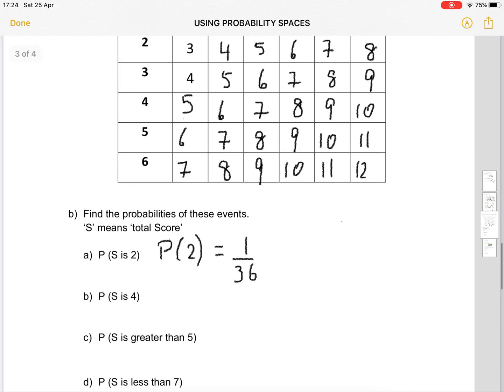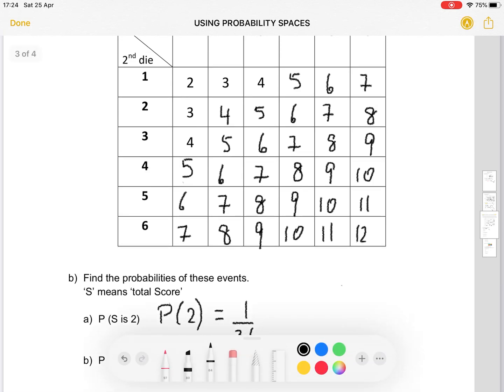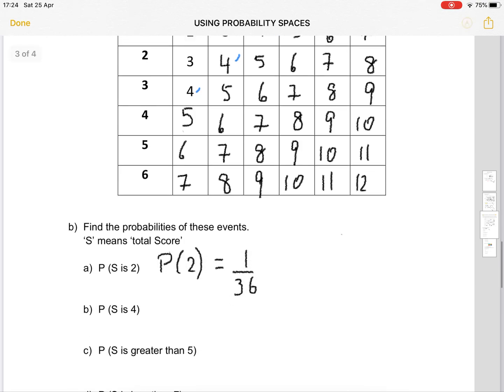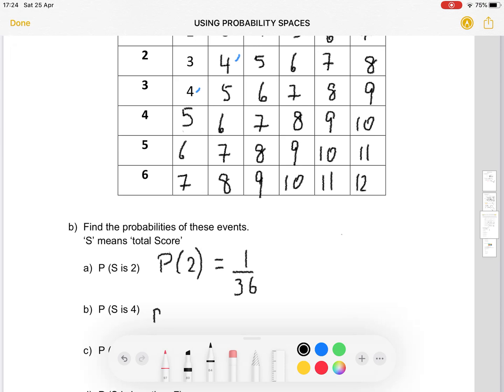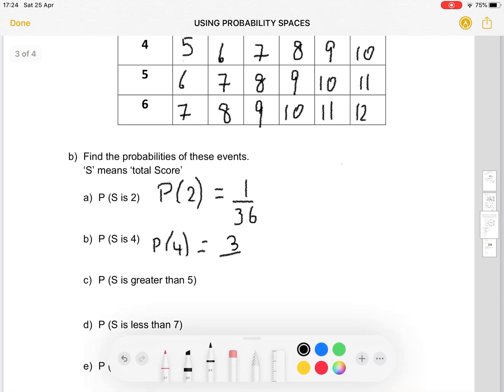Now, the probability that the total score is 4. Let's mark them now because we have more than 1. I have 4, I have 4, and I have 4 here. That's 3 out of 36. So, the probability of 4 is equal to 3 out of 36, which can be cancelled with 3 itself, and it becomes equal to 1/12.